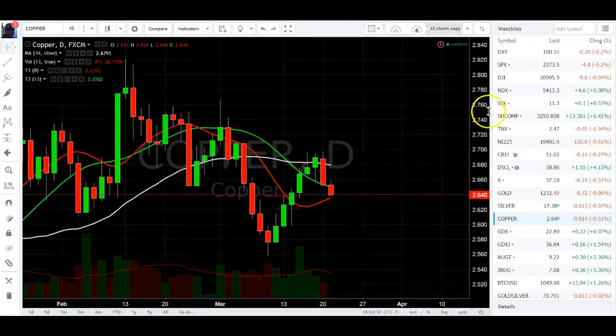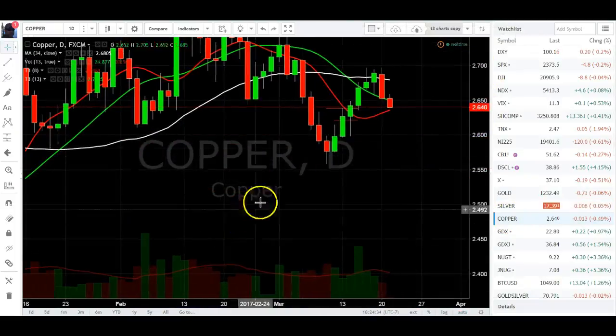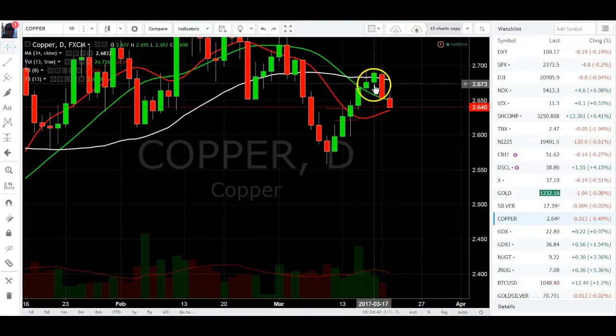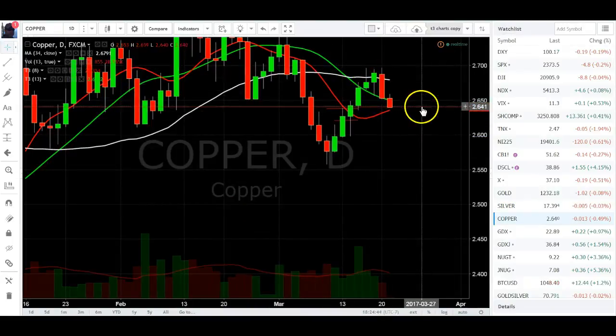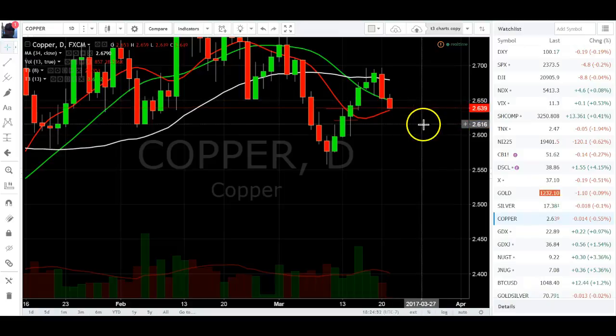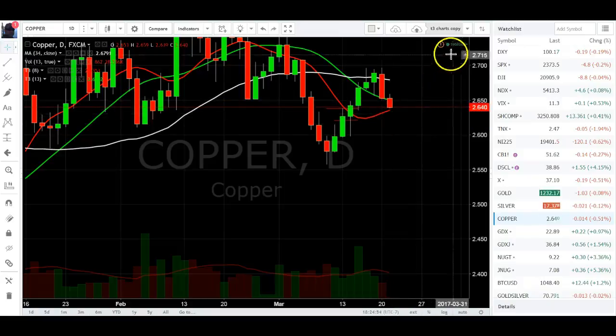Copper. Looks like copper came back into support. Got rejected. Got a triple top over the 34. Rejected pretty good. Coming back into support now. Closing on its lows. Actually just opening down. Yeah, let's see if support holds on copper.